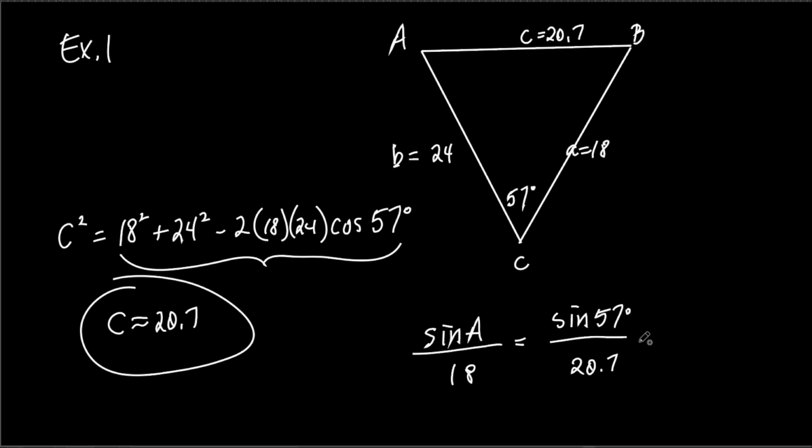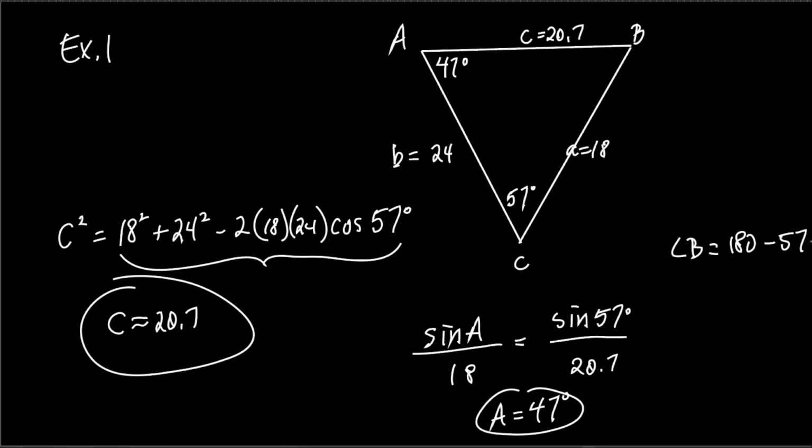Okay, I wouldn't have been able to do that at the beginning because I didn't know side C was 20.7. You do the math on that, and you get approximately 47 degrees. So if this is 47 degrees, how would you find angle B? Angle B is easy to find. Okay, it's just 180 minus 57 minus 47, which we just found, and that will give you 76 degrees. And that is how you do a law of cosines problem.